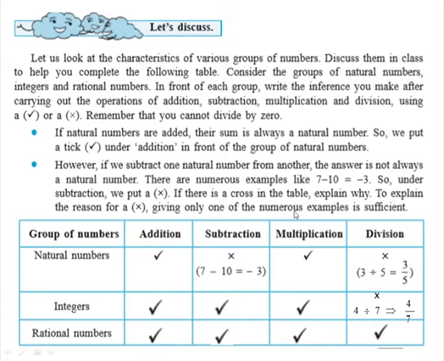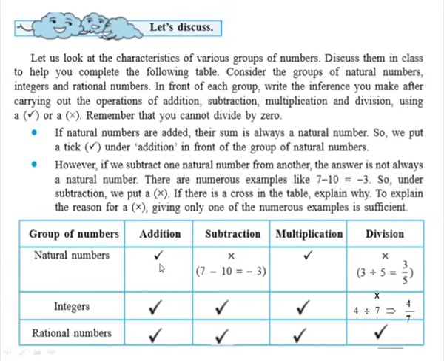Now children, here the table is given. Here the numbers are classified in different groups: natural numbers, integers and rational numbers. Now we have to decide which operations on these groups of numbers will give the same type of number after doing these operations. That is, if you add any two natural numbers, you have to find whether the sum of two natural numbers is a natural number or not. If the sum of two natural numbers is a natural number, then we will put a right mark in front of it. Here we can take so many examples.